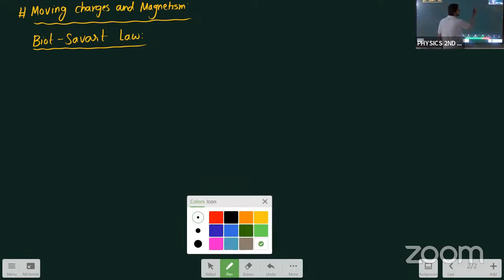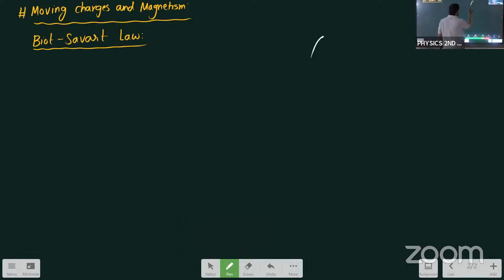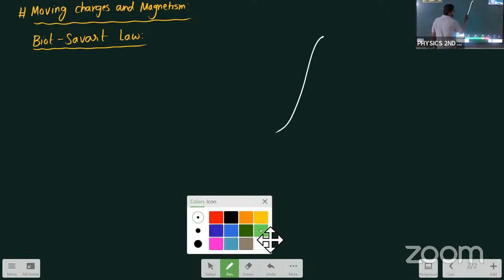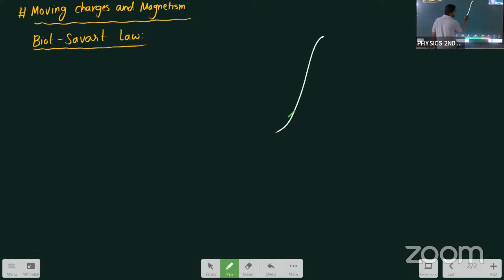These two scientists have given the amount of magnetic field created due to a current carrying wire. This is known as Biot-Savart law. Now carefully see this. Let us consider a current carrying wire. Let us assume this is a conductor. Through this conductor, some I amount of current is flowing.